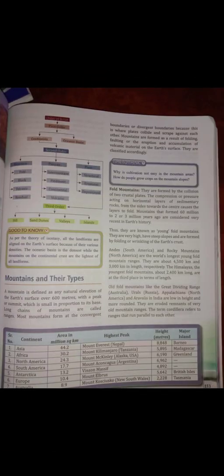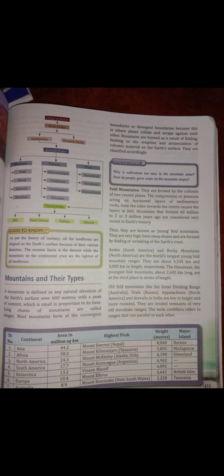Mountains and their types. A mountain is defined as any natural elevation of the earth's surface over 600 meters with a peak or summit, which is small in proportion to its base. So a mountain is defined according to its height, and when a landform's height is more than 600 meters from the mean sea level it is called a mountain. Long chains of mountains are called ranges.